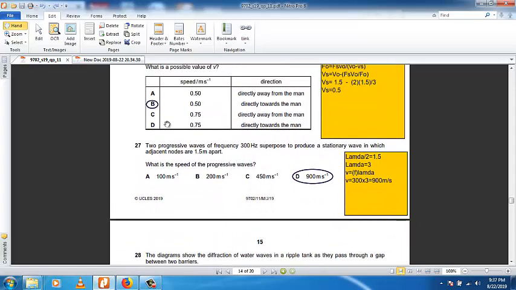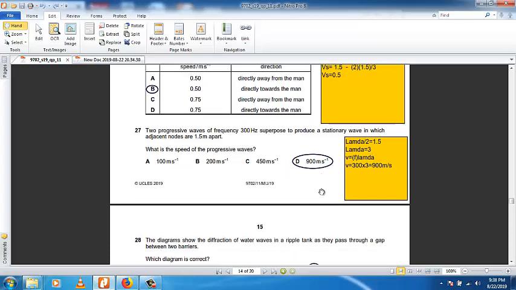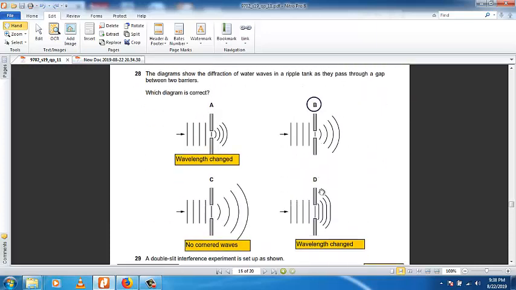Question number 27 says that two progressive waves of frequency 300 Hz are superimposed to produce a stationary wave in which the adjacent nodes are 1.5 m apart. What is the speed of the progressive wave? So lambda by 2 is given, 1.5 meters. We can find lambda, which is 3. Just put in the values for V equals F lambda. Frequency is 300, lambda is 3, so 900 meters per second. D is the answer.